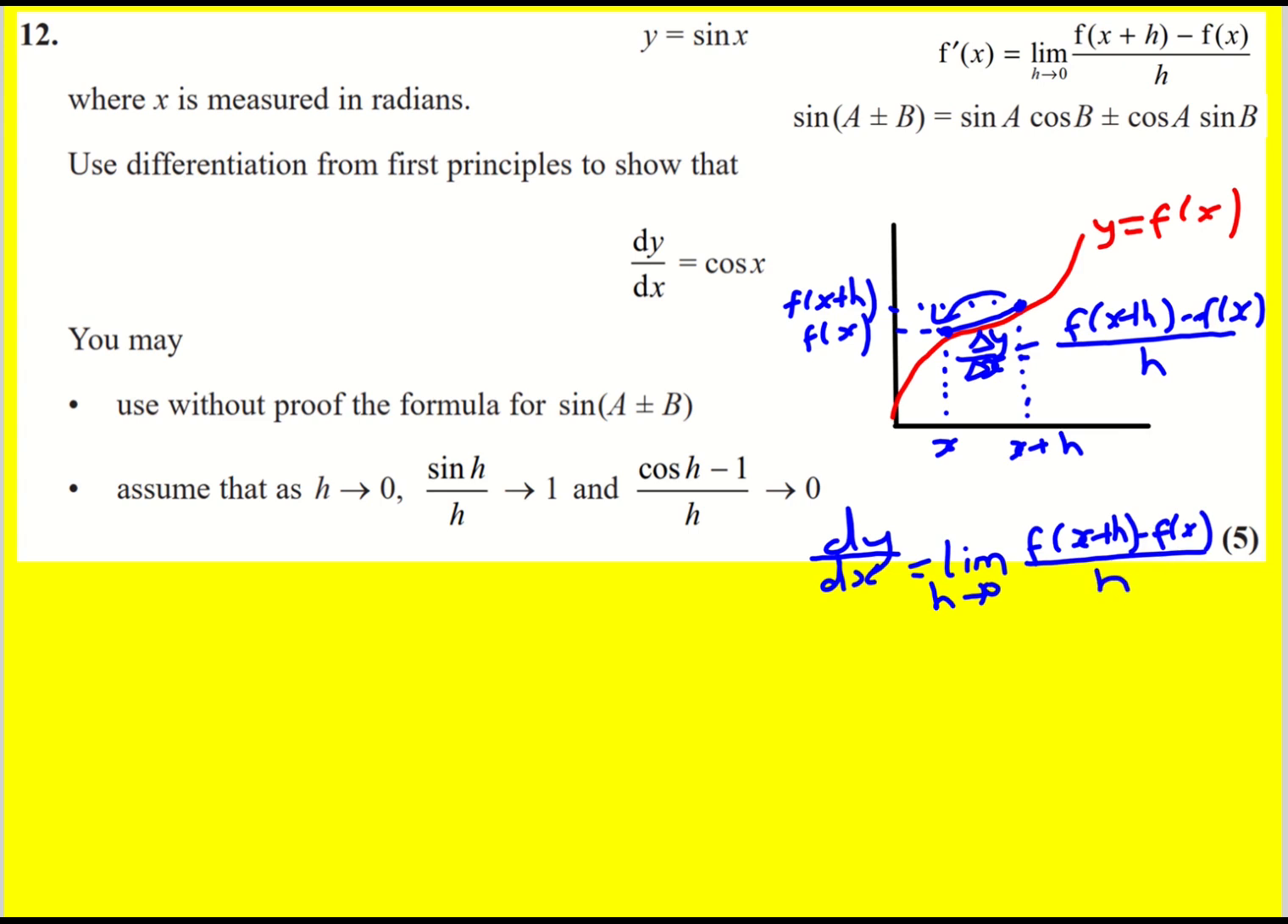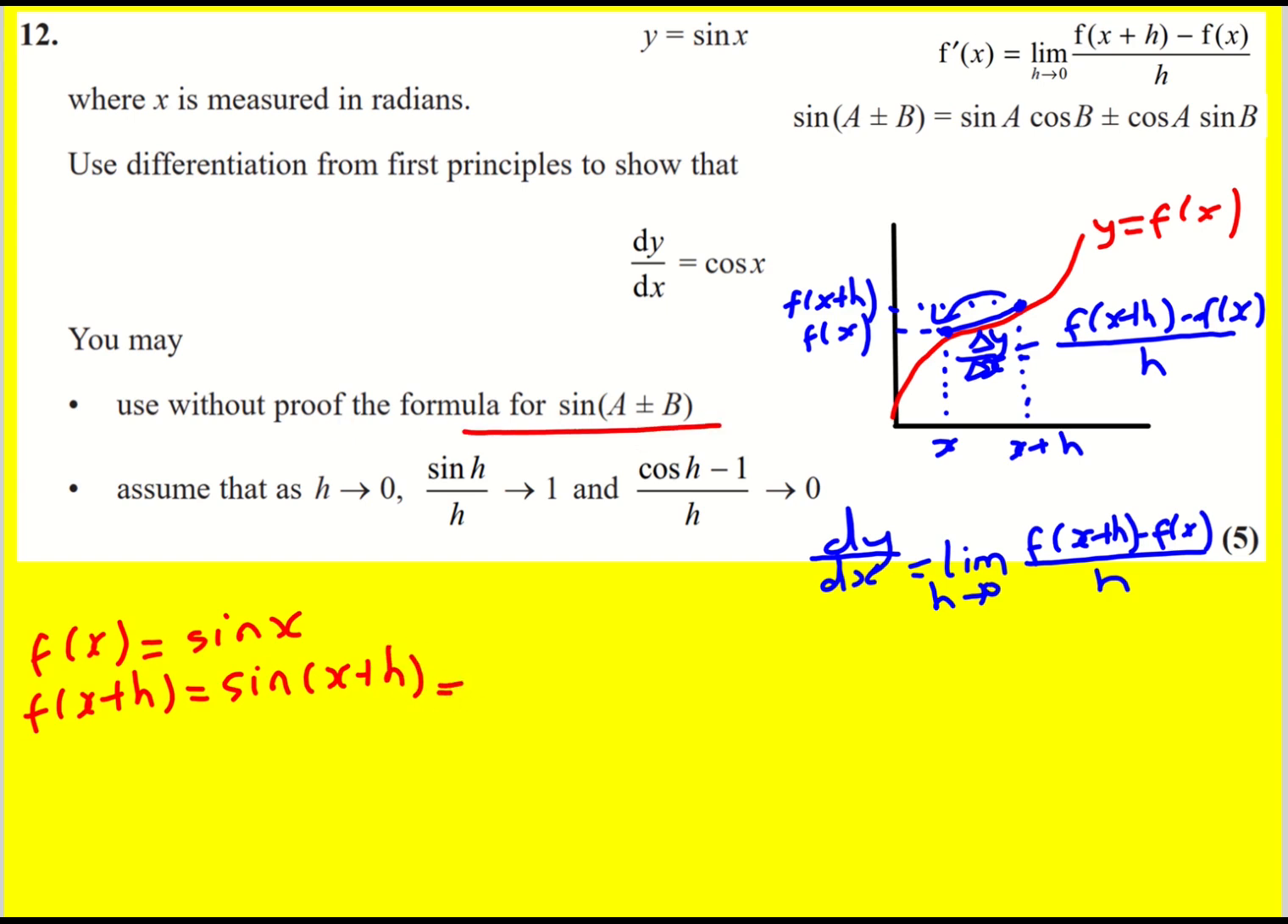So for us, we've got f of x equal to sine x, and therefore we need f of x plus h, which is going to be sine x plus h. And we're allowed to use without proof the formula for sine a plus or minus b. So we want the plus version. Okay. So it's going to be sine x cos h plus cos x sine h. And I'm going to go straight into it, I think. So therefore dy by dx will equal sine, wait, I forgot about the limits.